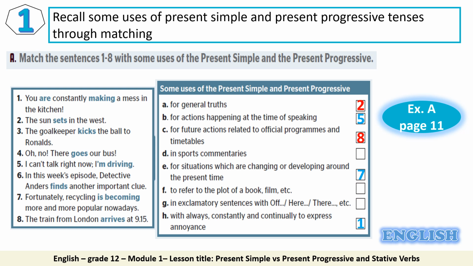But we still have 3 more sentences. Sentence 3, 4, and 6. In the 3 of them, the present simple tense is used. Let's start with sentence 3. The goalkeeper kicks the ball to Ronalds. What does it sound like? Where can we hear such a sentence? You are simply great. Certainly we can hear it in sports commentaries. That's why sentence 3 goes with D.